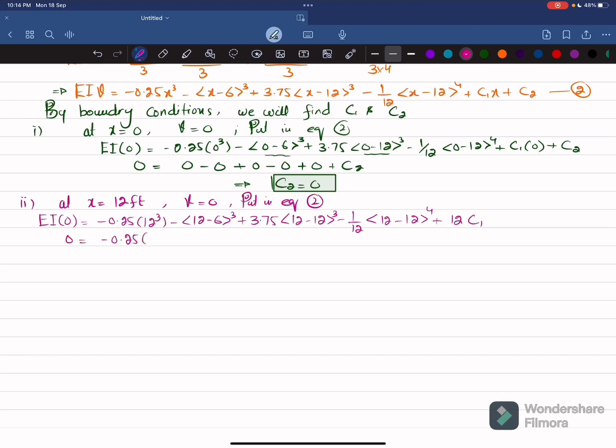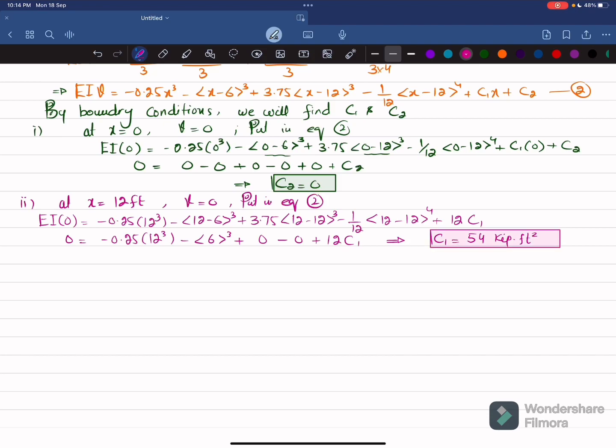So this will give you -0.25 into 12³ - 6³, plus this will be 0, since 12 minus 12 is 0, and the same for this term, plus 12 C1. When you calculate it, it's very easy. Take the 12 cube and multiply it with minus 0.25, then minus 6 cube, and then solve this. So you will get C1 = 54, and the unit will be, if you do not write it, it's okay, but the unit will be kip-feet squared. So this is C1. Now we have C1 and C2.